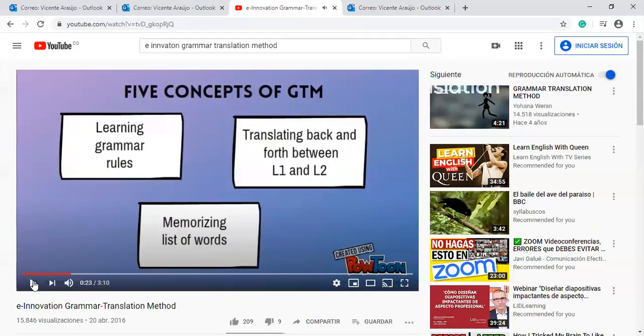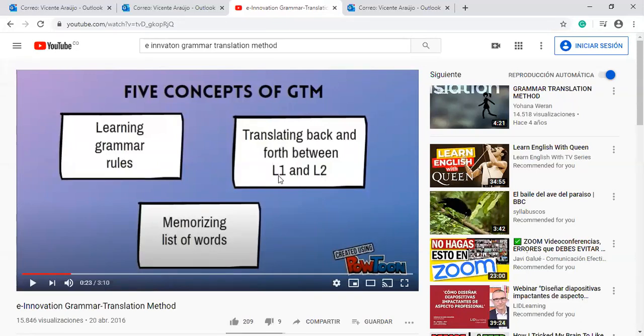Five concepts of the grammar translation method. 1. Learning grammar rules. 2. Translating back and forth. Back and forth is an expression, a phrasal verb, a collocation. Who knows the meaning of back and forth? Back and forth means de ida y de vuelta, de allá para acá. Translating back and forth between L2 and L1 and L2.